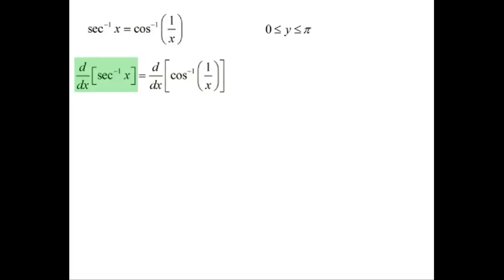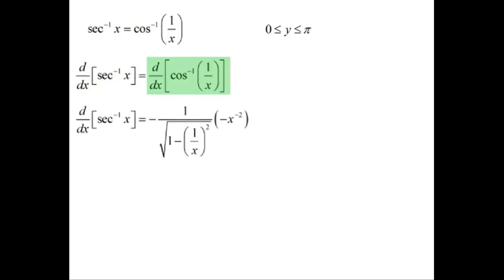Notice the following. If an angle has secant equal to x, then it has cosine equal to 1 over x. This means that arcsecant of x is the same thing as arccosine of 1 over x. So now we differentiate both sides with respect to x using the chain rule and the derivative of inverse cosine. The derivative of arcsecant is what we're trying to find. In order to take the derivative of arccosine, we apply the chain rule along with the power rule. We have the following expression.